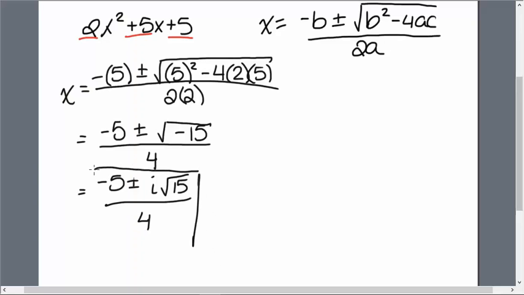Can't be simplified anymore, because that 15 under here, if you broke it down with factor trees, just comes out to 3 and 5. There are no pairs. So this is finished.